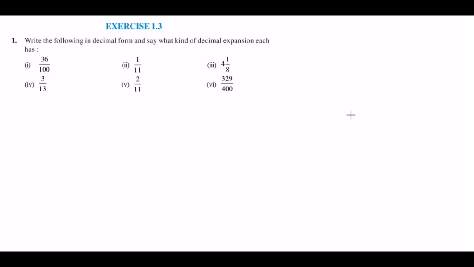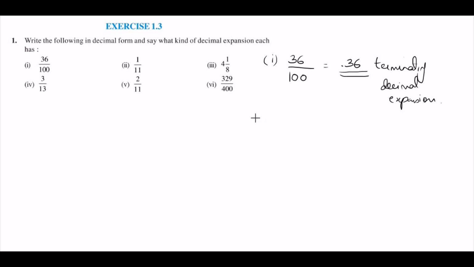So here the first question is 36 by 100. When it is division by 100, 1000, 10,000 like that, you can directly write the decimal expansion. That is, 36 by 100 is 0.36 because there are two zeros. So 0.36. That means this has a terminating decimal expansion.